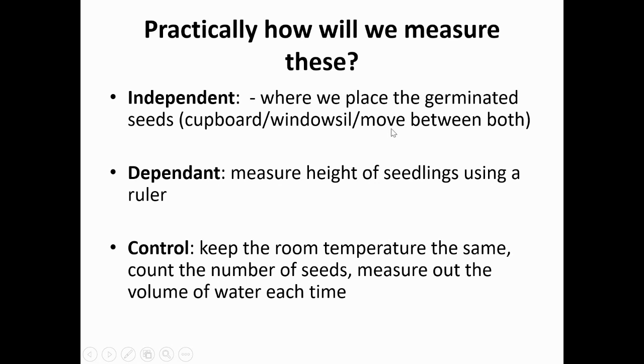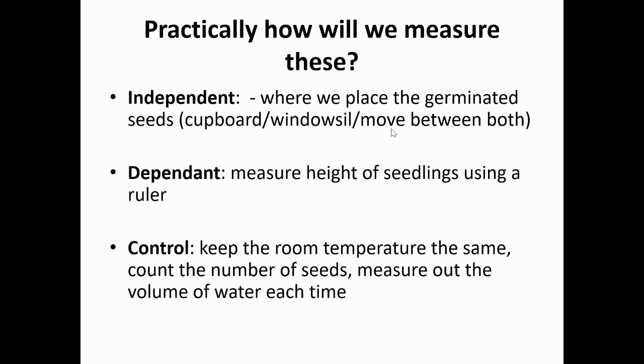And we would also want one that has partial light. Now that could just be with a filter over it, but probably the easiest thing to do would be putting it in the light for some days, putting it out of the light for other days, or perhaps put it in the light for some of the time, out of the light some of the time. How can we practically measure the dependent variable? Well, the height of the seedlings we can measure using a ruler, simply.